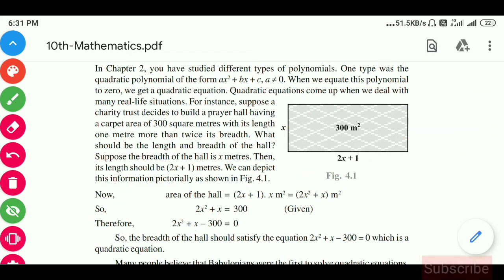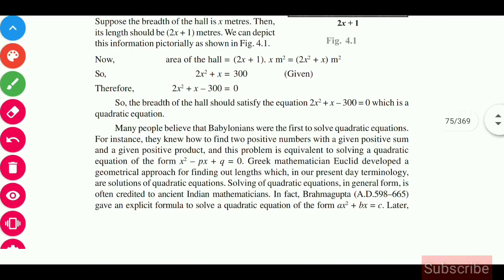Now here we have a quadratic equation. If we write it in standard form as we have seen earlier, we will get 2x square plus x minus 300 equals 0. So the breadth of the hall should satisfy the equation 2x square plus x minus 300 equals 0, which is a quadratic equation.